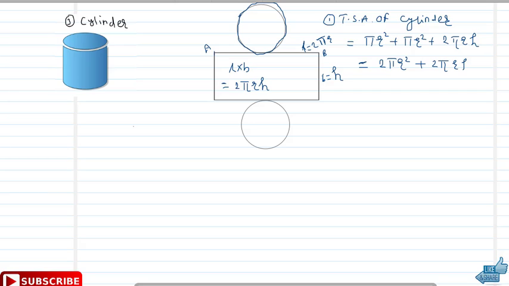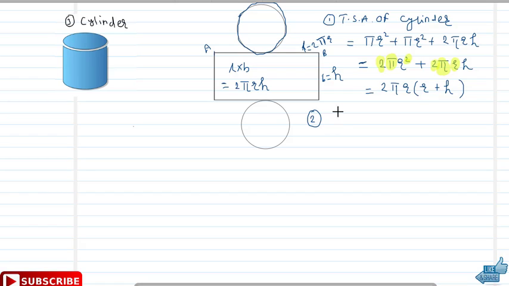Now just take 2 pi and 1 r as common. If I take this as common, I get 2 pi r in bracket r plus h. Correct? 2 pi r in bracket r plus h. And this is nothing but the total surface area of the cylinder. Understood? Now, the second formula, that is CSA.